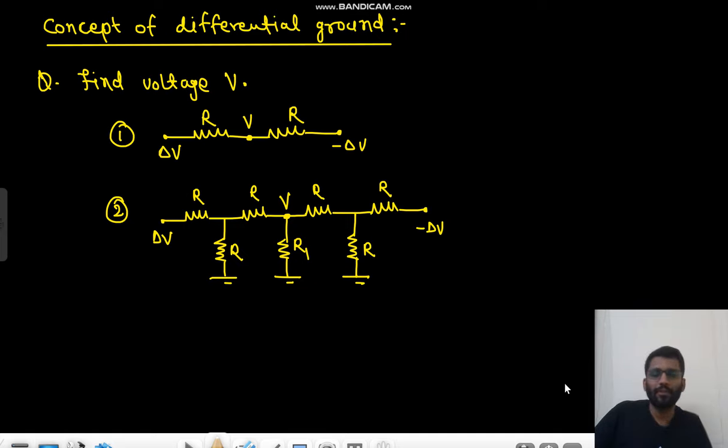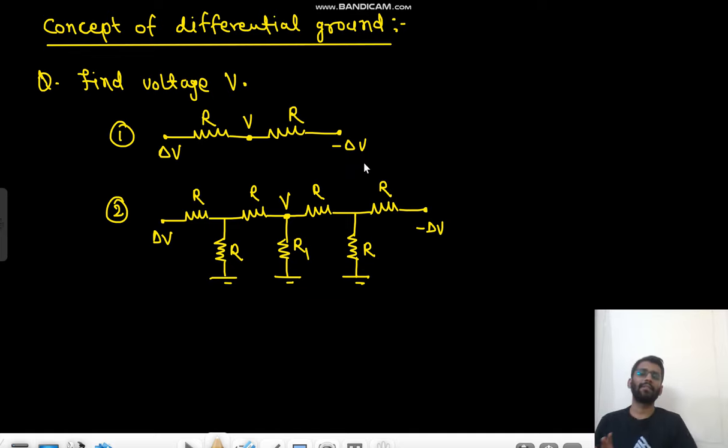So now we will see the concept of differential ground. Many people confuse it with the AC ground. Those who have already studied the topic may call it AC ground. We can say that it is acting as an AC ground, but it is not actually the AC ground. Why is it so?